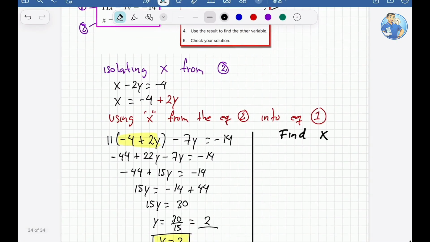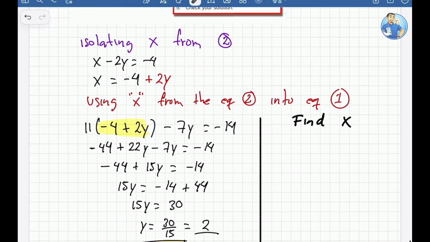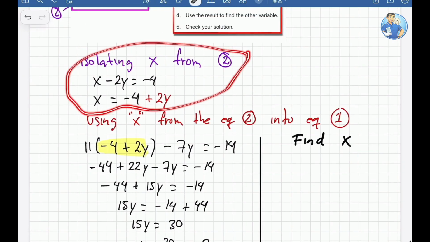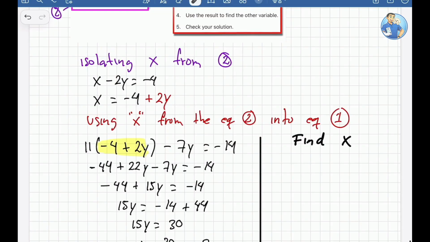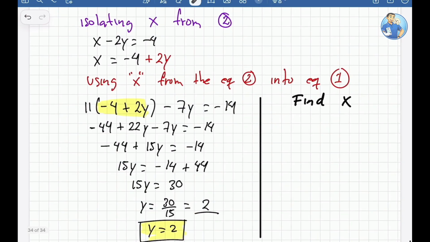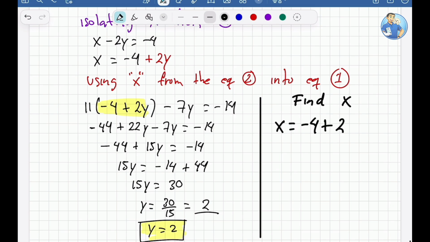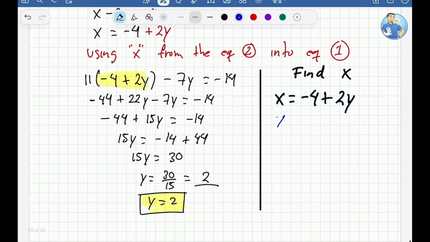Okay, this is super important, guys. If you remember, we have isolated the x from equation 2. We can use this version, this isolated x, to find x, because we already have y. So this is something like x equals minus 4 plus 2 times y. Okay, so we need to use what is y. So x is going to be minus 4 plus 2 times 2. Okay, x equals minus 4 plus 4, easy peasy, this is 0.